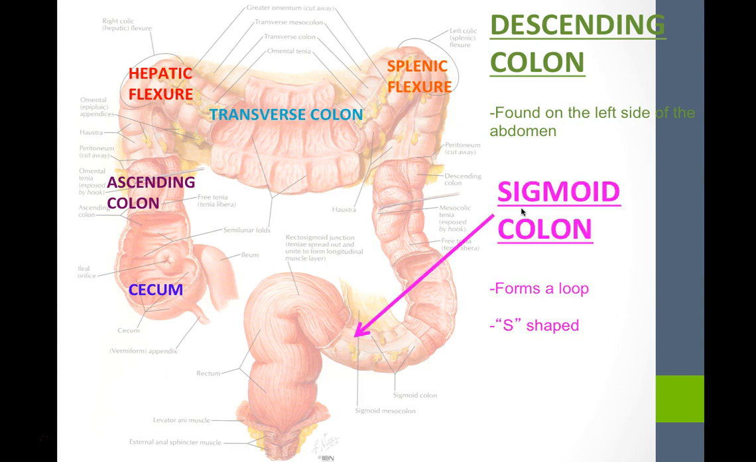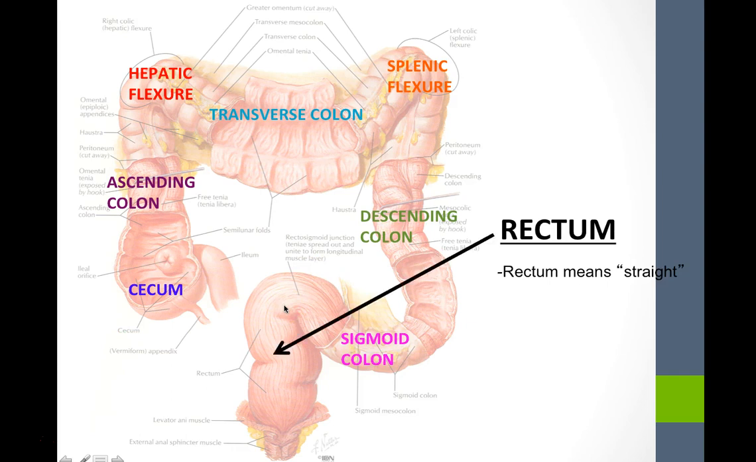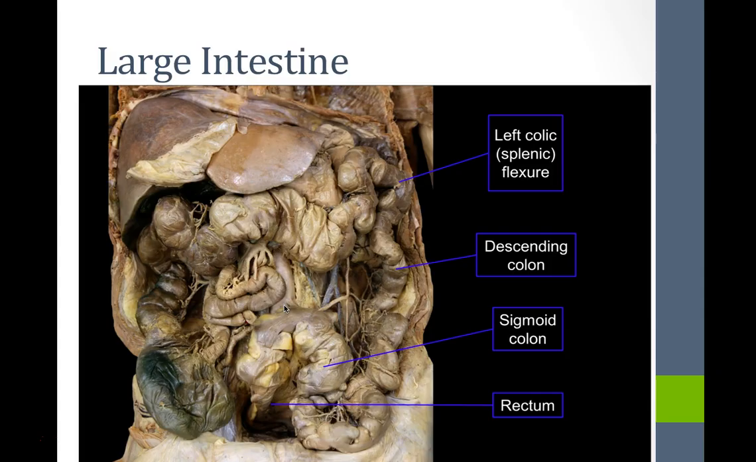It is then going to form a loop, so this is called your sigmoid colon, and I always remember this because the loopiness reminds me of the letter S, so I think sigmoid. And at that point it goes straight down, and we know the word rectus or rectum means straight, so this is nice and easy to remember. So here's our left colic or splenic flexure turning into the descending colon. Then we see that nice little loop that it does. This is our sigmoid colon, and down into the rectum it goes.